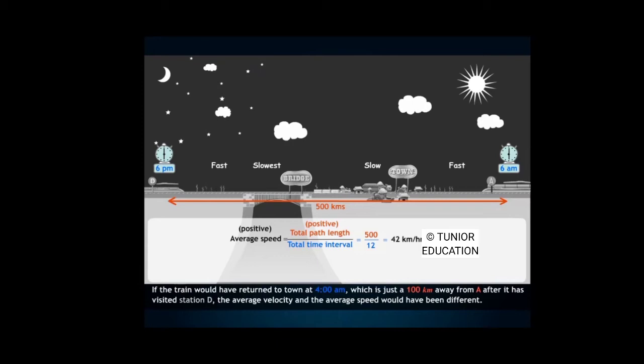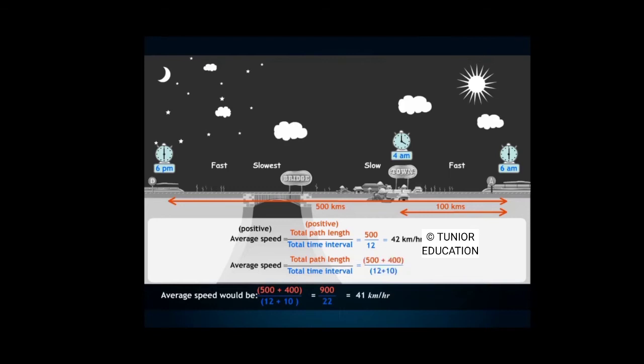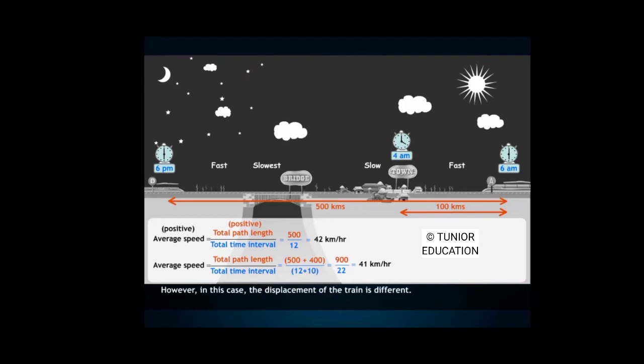If the train would have returned to a town at 4 a.m., which is just 100 kilometers away from A after it has visited station D, the average velocity and the average speed would have been different. Average speed would be (500 + 400) by (12 + 10) equals 900 by 22, which is about 41 kilometers per hour. However, average velocity depends on the displacement, which in this case is x2 minus x1 equals 100 minus 0 equals 100 kilometers. And this displacement occurs in 12 plus 10, 22 hours.